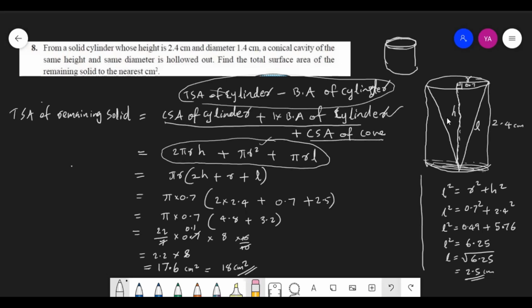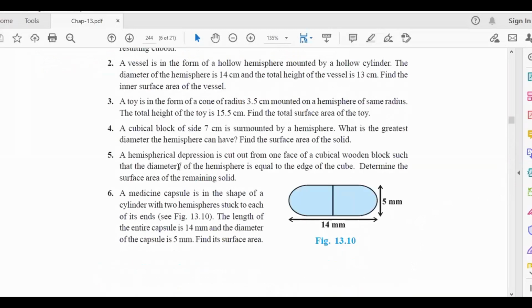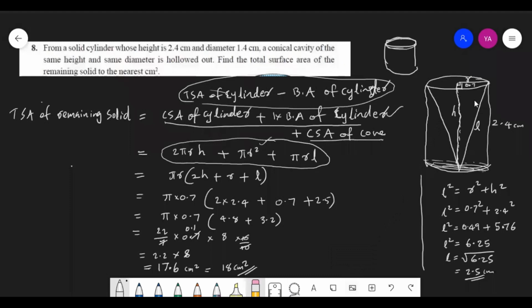Fifth question: measurements are not given, so we are not doing it now. Here only algebra is given, we want to use L only, no lengths in numbers. The same way, the picture will come. What is cut out? A hemispherical depression is cut out. The figure comes almost like this figure, but in the question we discussed, a cone is cut out. That's the only difference. The figure comes almost the same way.